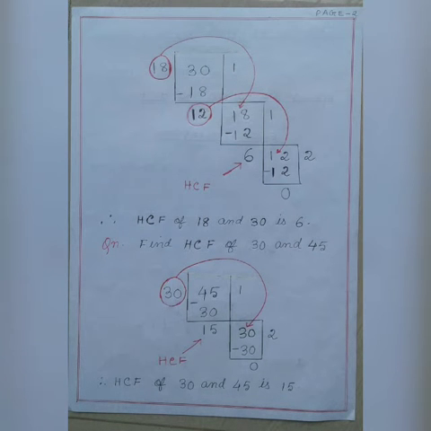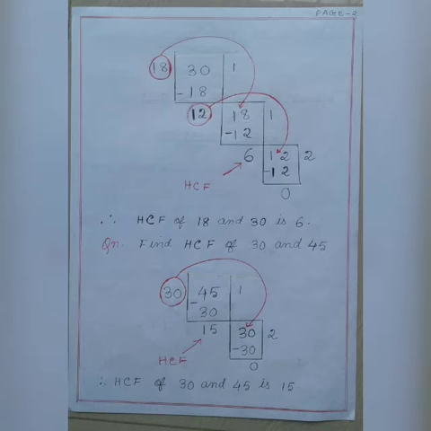Now you can see I have divided 30 by 18. If I divide 30 by 18, I get quotient 1. 18 into 1 is 18. If I subtract 18 from 30, I get 12. Now the 18 I shall bring as dividend for 12. If I divide 18 by 12, I get 1. 12 into 1 is 12. If I subtract 12 from 18, I get 6.